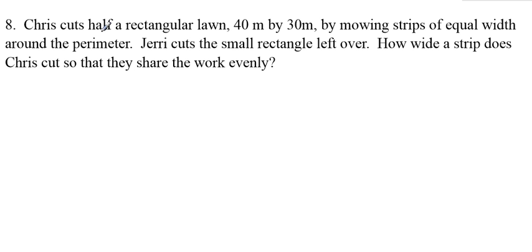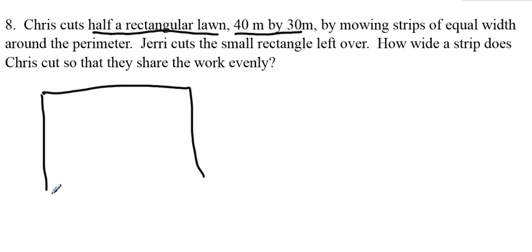It says Chris cuts half a rectangular lawn where the lawn is 40 meters by 30 meters, by mowing strips of equal width around the perimeter. Jerry cuts the small rectangular left over. How wide a strip does Chris cut so they share the work evenly? So let's get a feel for what's happening in the problem and then we'll start to formally solve it.